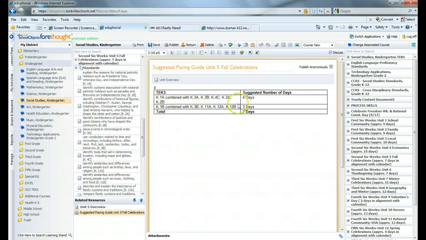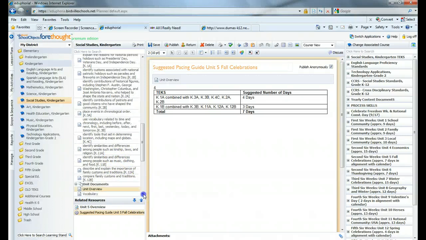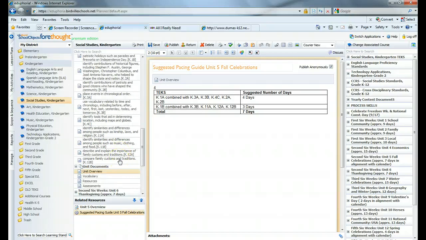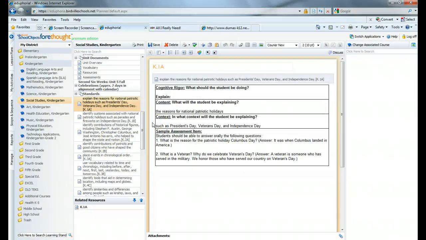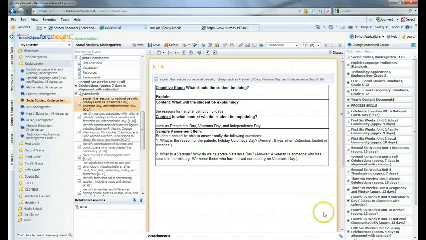Then you're going to go to K.1b, and you're going to combine that with chronological order and with the similarities and differences among us as families, because it's all talking about the customs associated and our differences among people such as music, clothing, food, what do they eat. You're going to talk about describing the importance of family traditions and compare the family traditions. I'm hoping that by giving this to you, this will really help you out. Now, let's look at some of the TEKs for this. When you're looking at your curriculum clarifiers, you're going to talk about the reasons for national patriotic holidays.